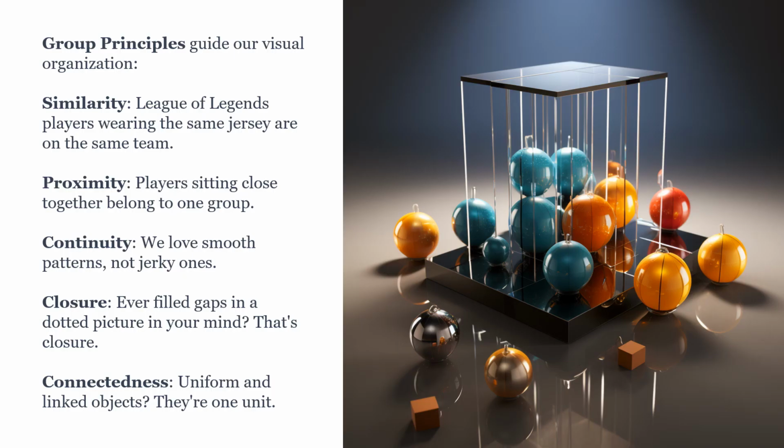Group principles guide our visual organization. Similarity. League of Legends players wearing the same jersey are on the same team. Proximity. Players sitting close together belong to one group. Continuity. We love smooth patterns, not jerky ones. Closure. Ever filled gaps in a dotted picture in your mind? That's closure. Connectedness. Uniform and linked objects, they're one unit.